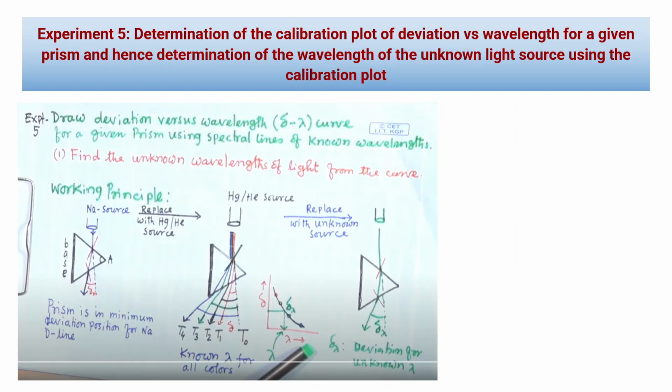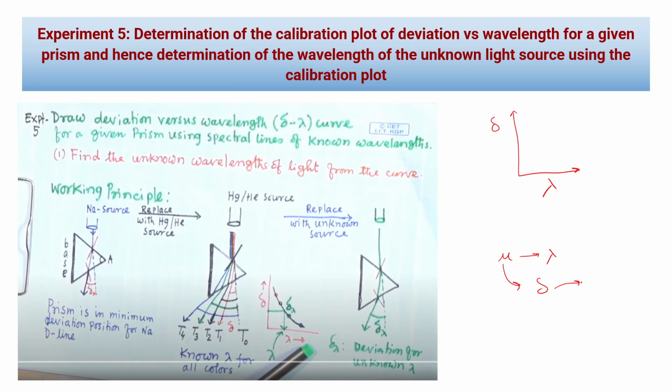This fifth experiment was determination of the calibration plot. The calibration plot is the plot between this dispersion, the angle of dispersion, versus the wavelength. As I said, refractive index depends on wavelength. For different wavelengths of light, the refractive index of the material will be different. Now the refractive index is different, so dispersion is also different.